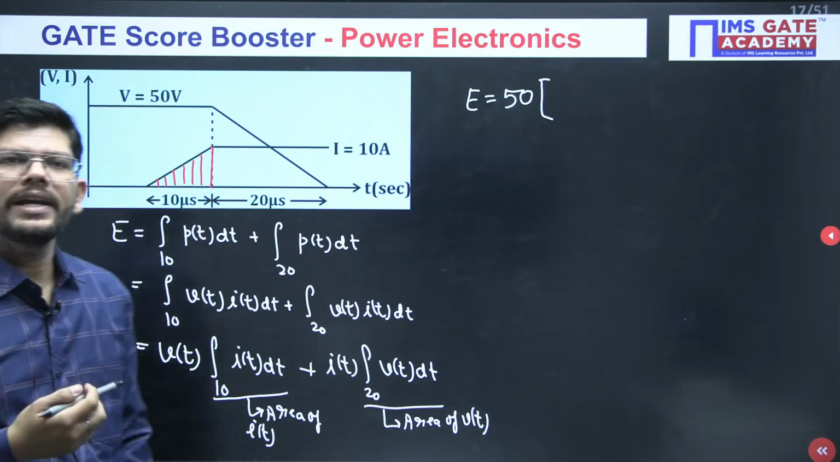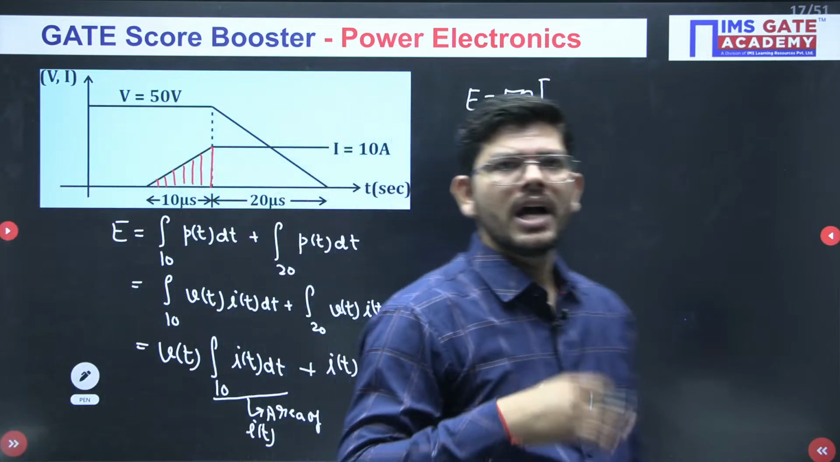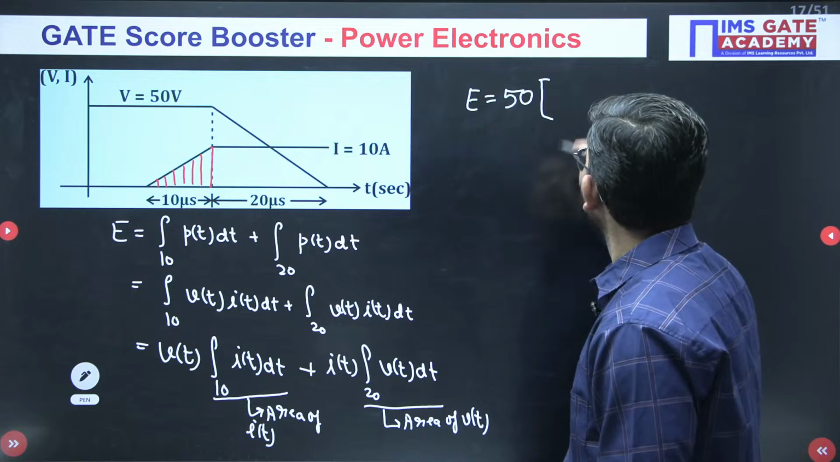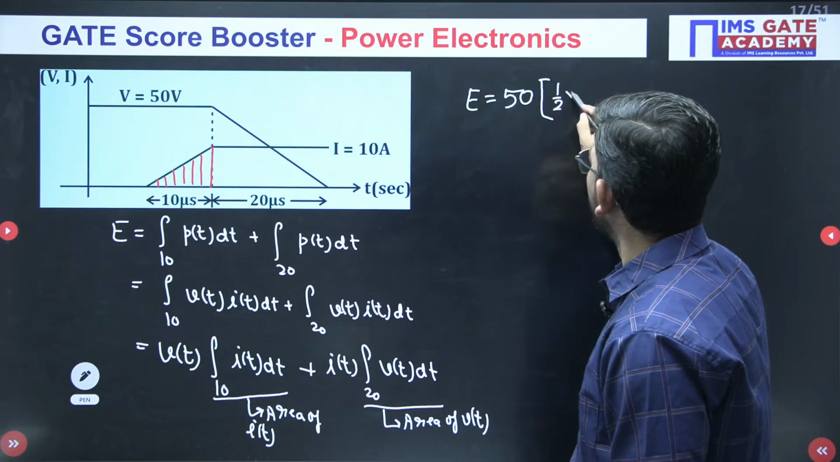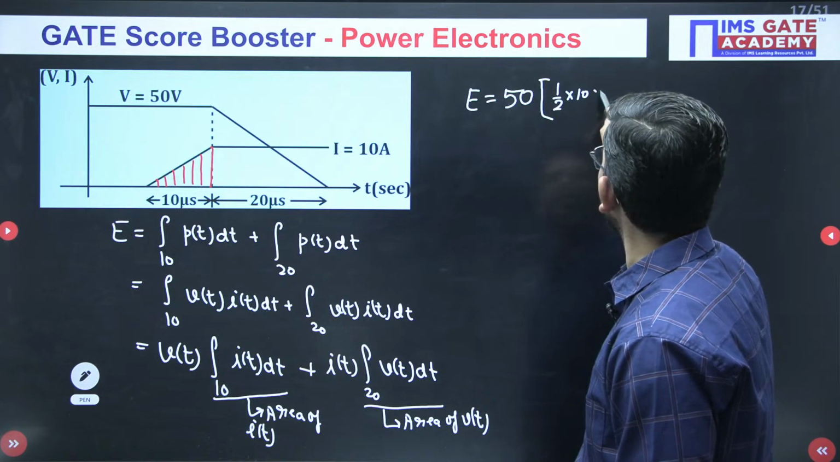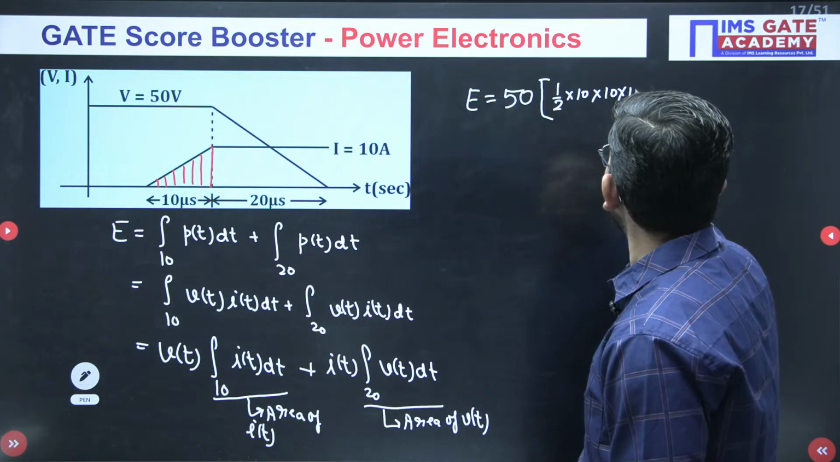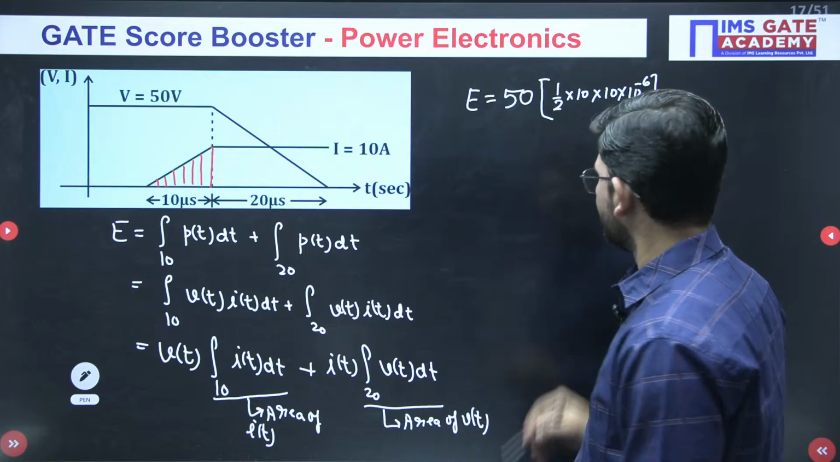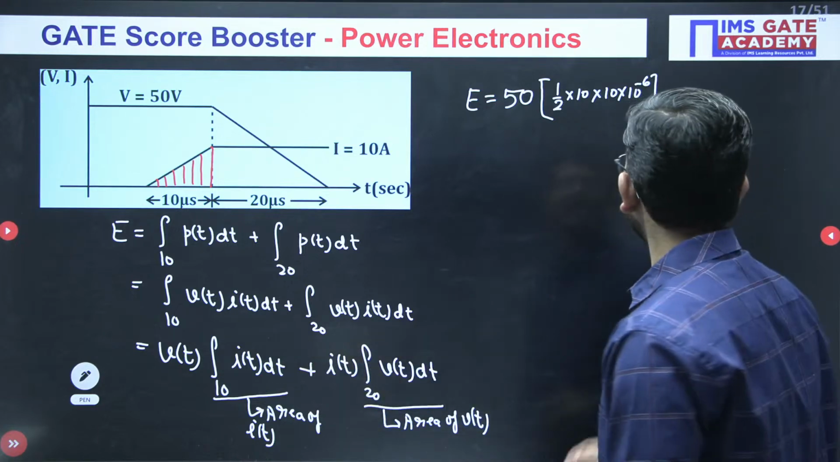So this is making a triangle. Area of triangle will be half into height and width. Okay, so half into, what is the height? Height is 10 ampere. Okay, and what is the width? 10 microseconds. 10 into 10 to the power minus 6. So we are done with the first integration.